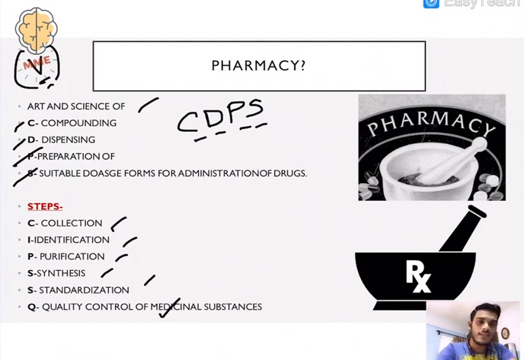I implore you to study these steps only for the purpose of your own knowledge. The steps are usually not asked for your exams, but what can be asked and will be asked in your pharmacy viva is the definition of pharmacy.